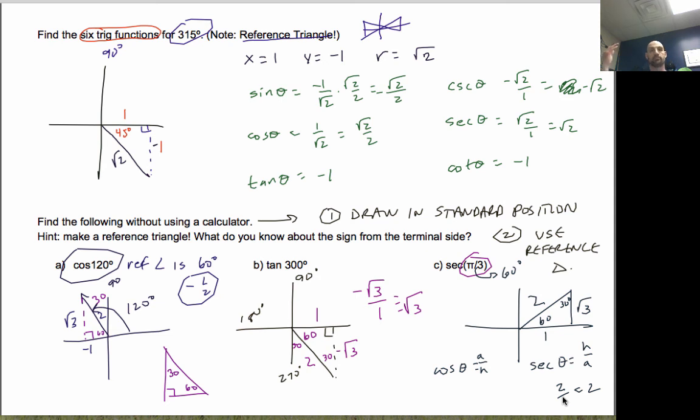Okay? That's all there is to it, guys. Draw that thing in standard position. Whether you've got numbers, meaning an x and a y, and you lay out the triangle based on its side lengths, or you've got the angle and you use reference triangles to put it in standard position and then draw a reference triangle to that x-axis, you've got everything you need to draw that picture and find those ratios.